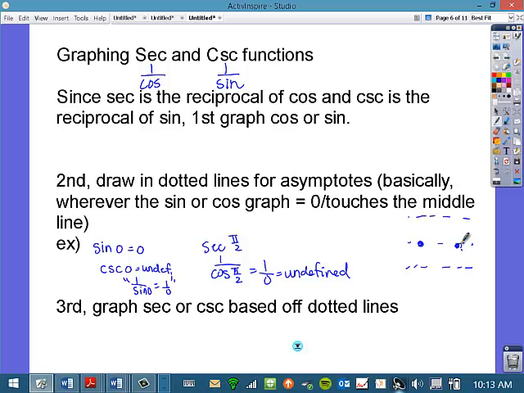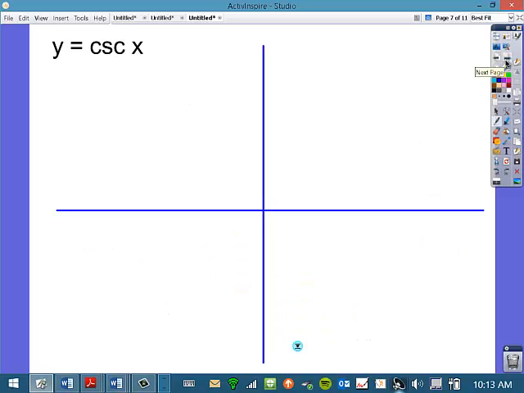And then finally, you're going to graph secant or cosecant based off of those dotted lines, based off the asymptotes. So first we're going to start by graphing y equals cosecant of x. Our amplitude is 1, b is 1, period is 2 pi, didn't shift it left or right, didn't shift it up or down. Our pieces are each pi over 2. Let me just graph this quickly because by now we are pros at this.